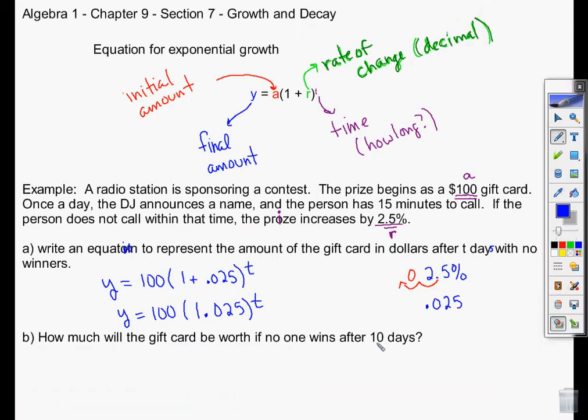How much will the gift card be worth if no one wins after 10 days? This is t. So I'm going to plug in, and I have 100 times 1.025 to the 10th. On a scientific calculator, you'll do 1.025, that little caret top thing, and then 10, and then enter. If you don't have a scientific calculator, you have to multiply 1.025 times 1.025 10 times.